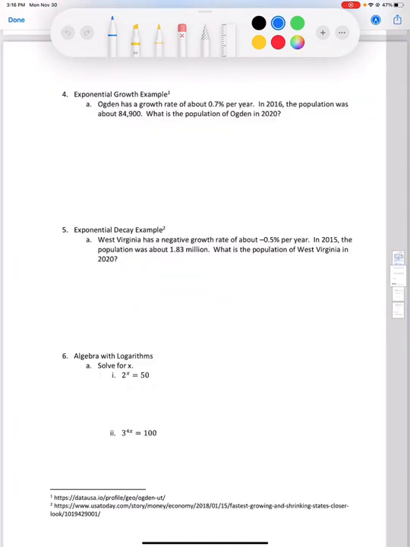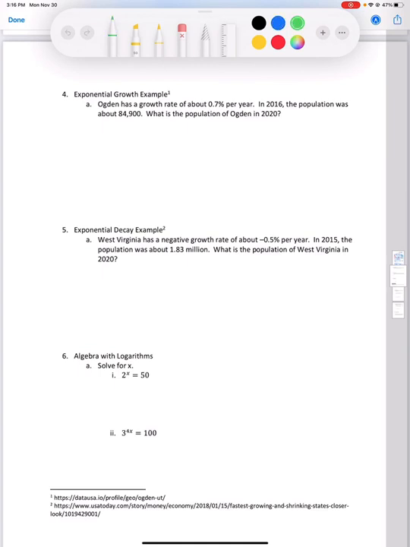Now let's move on to an example where we can use our growth rate formula in a real-life situation. This one is an exponential growth example. Ogden has a growth rate of about 0.7% per year. In 2016, the population was about 84,900. So what is the population of Ogden in 2020?